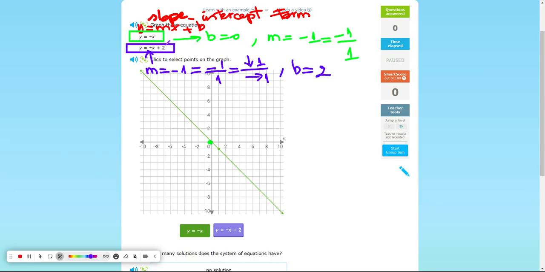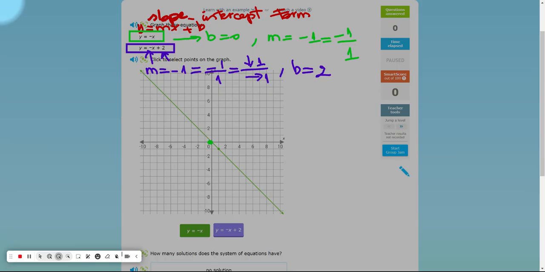Okay, b right here, number 2. So that is the b. So let's go and graph it. The b equals number 2. Go and click number 2. You need to click the tool of the second line. Okay, click on it. All right. b equals 2, down 1, right 1.